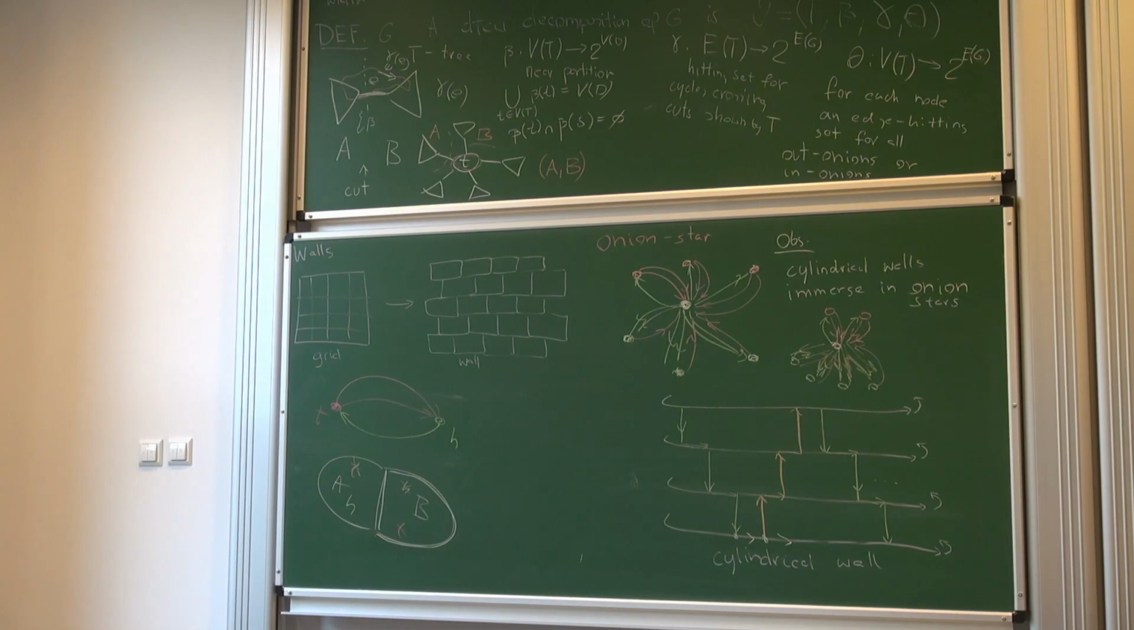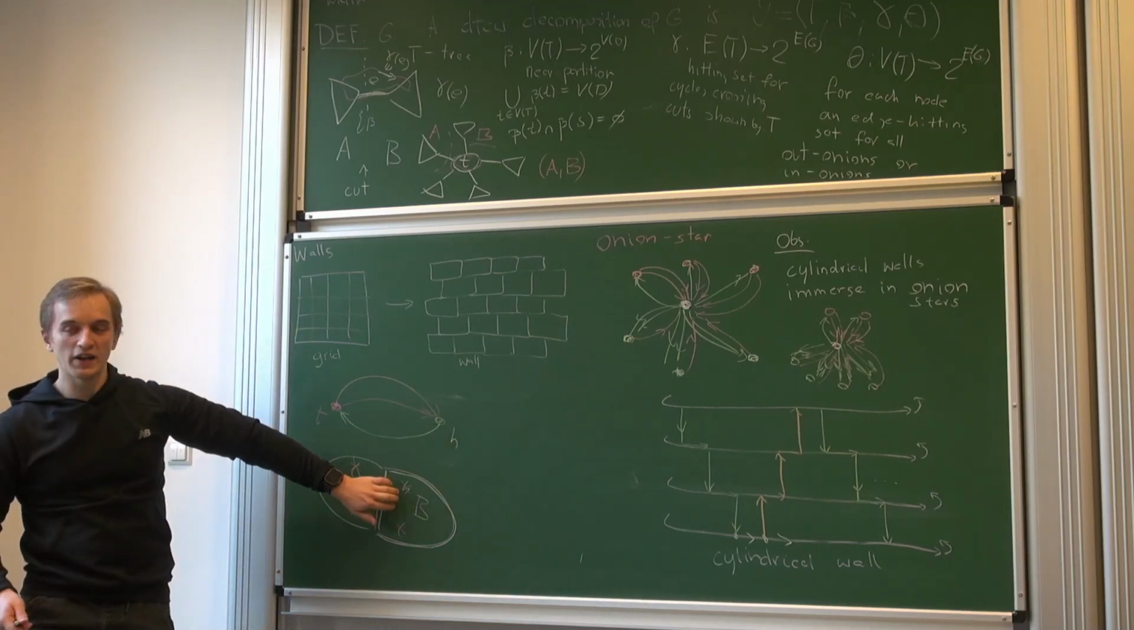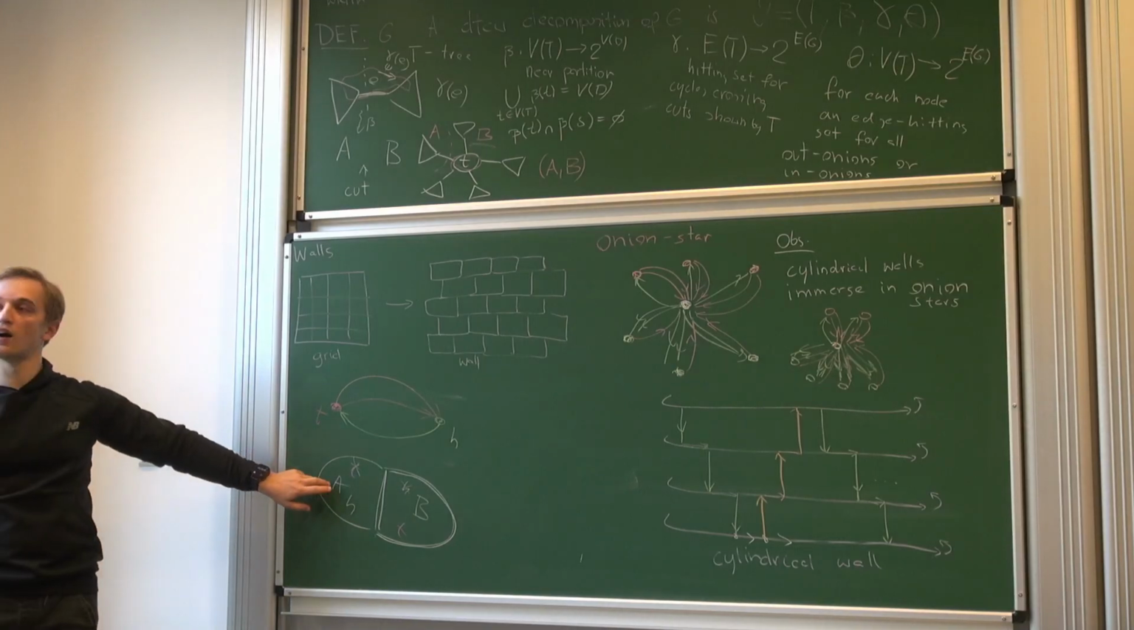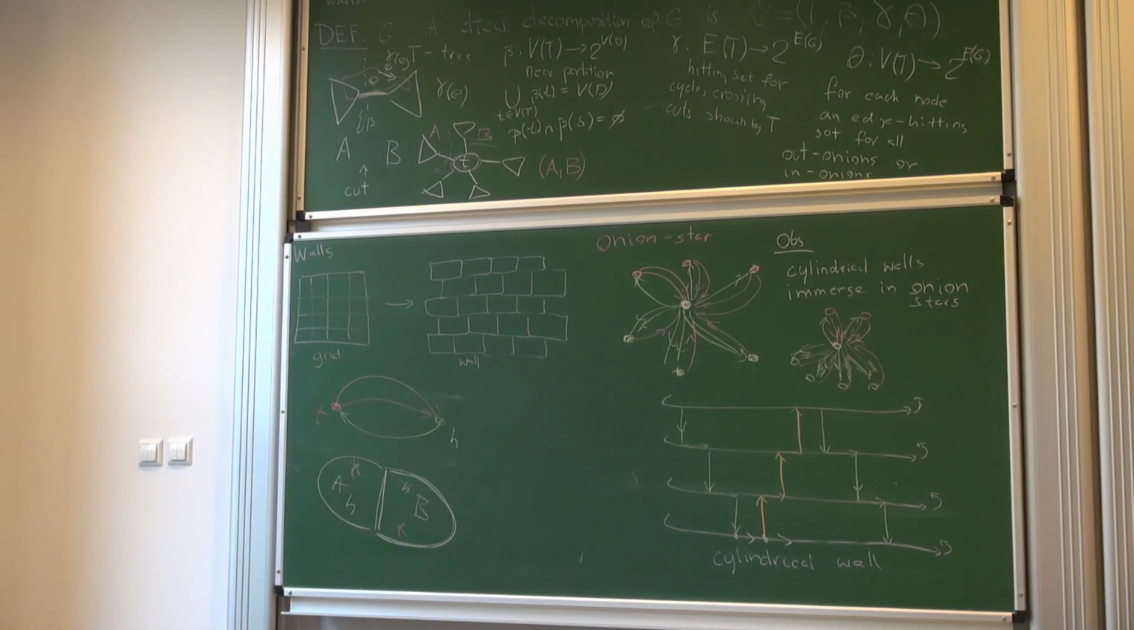Yes, so an in onion sends two arcs towards my side, and an out onion sends two arcs from my side, and one arc in the other direction. So this is saying for each node, you want to hit all out onions or all in onions. The choice is independently made for each node.